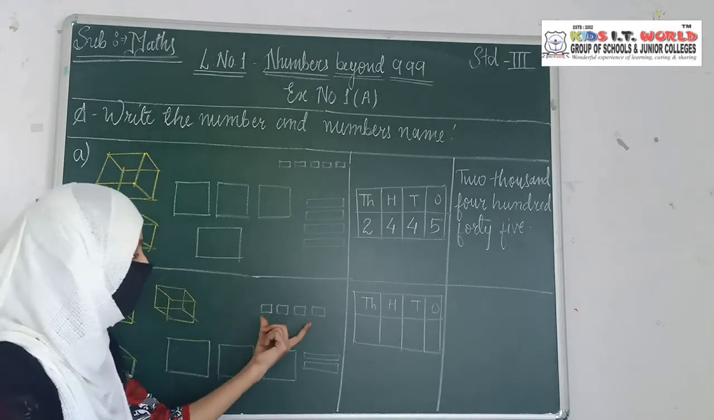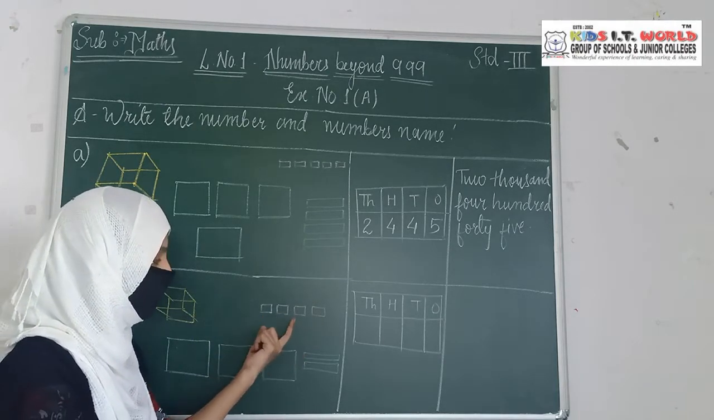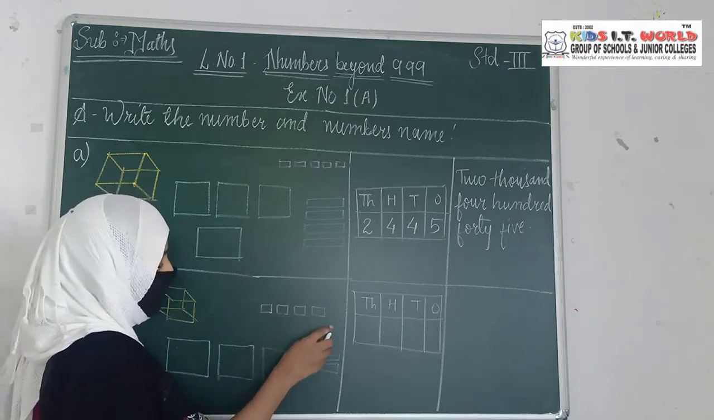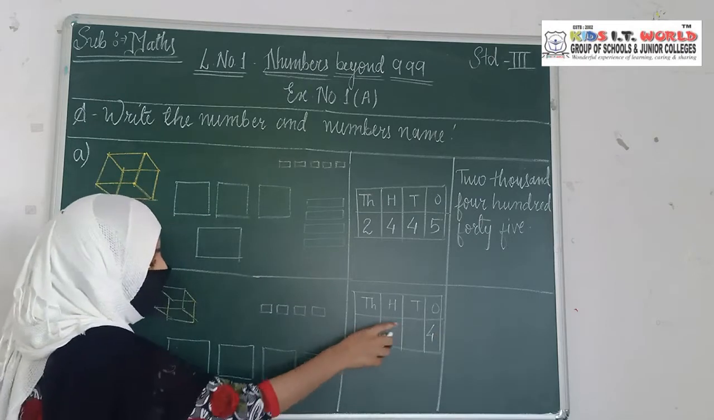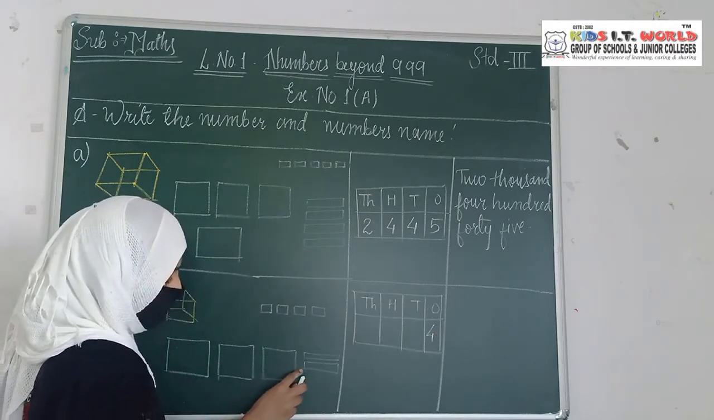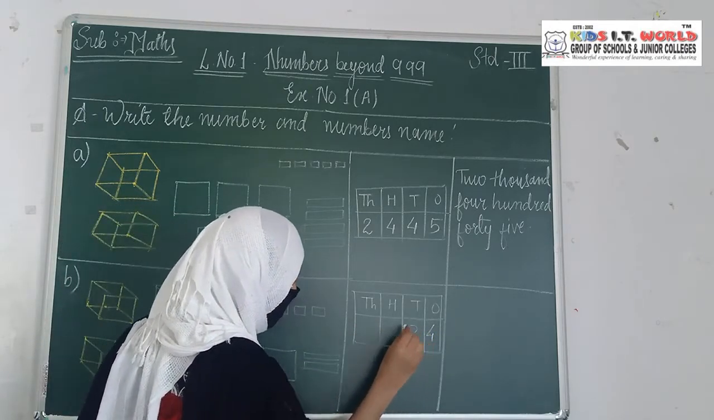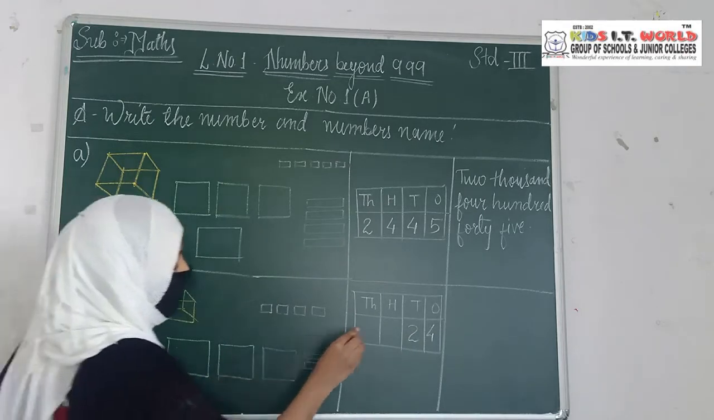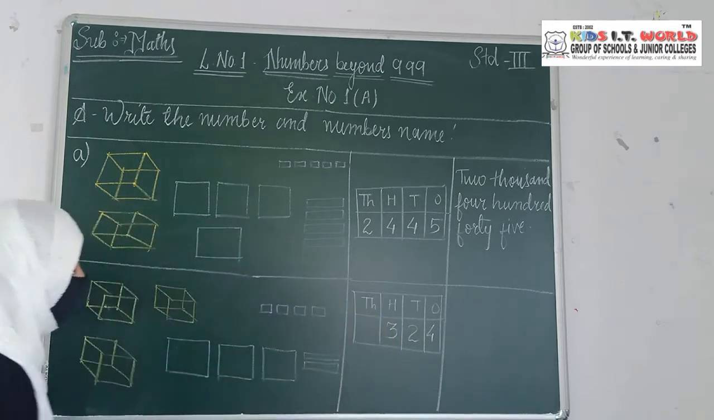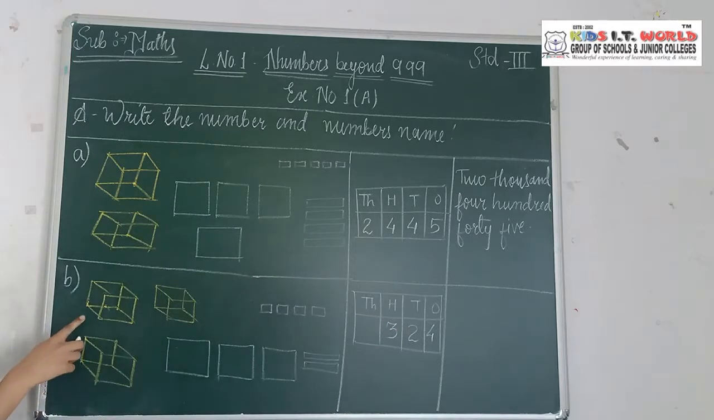So what is the value on the ones? It is 1, 2, 3, 4. So what is the value on the ones chart? It is 4. On the tens it is 1, 2. So write down 2 here. On the hundreds it is 1, 2, 3. And on the thousands it is 1, 2, 3.